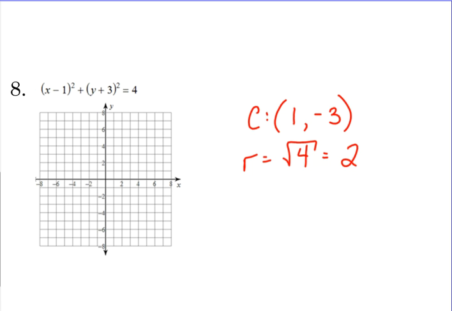So let's graph this one. Go to positive 1, negative 3. That's our center. From that point, our radius is 2. So we go up 2 from the center, right 2, down 2, and left 2.